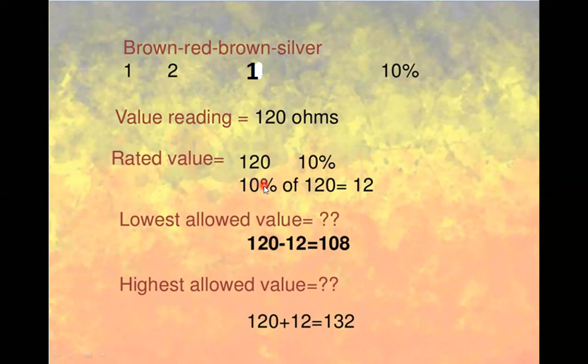If you take the 10%, the lowest allowed value will be 120 minus 12, since 10% of 120 is 12. So 120 ohm minus 12 gives 108, the lowest allowed value. Similarly, 120 plus 12 is the highest allowed value of that particular resistance. So it ranges from 108 to 132.